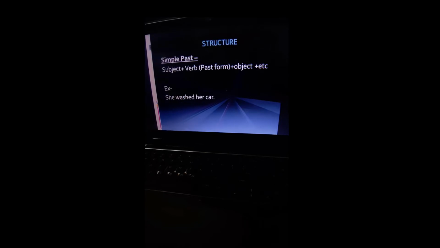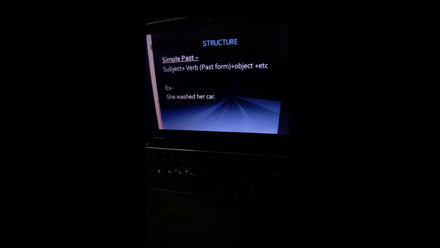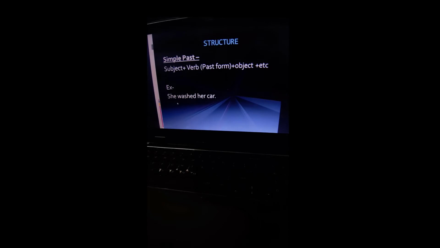First, simple past. We know that every tense has 4 classifications. So past tense also has 4 classifications. The first one is simple past. Before starting with the simple past structure, I want to give you a short definition. Simple past talks about an action that has already taken place in the past, right? So the structure of simple past is subject plus verb in the past form, plus object plus etc. The example is given here. Look at the screen. She washed her car. Here washed is the past form of wash, right?